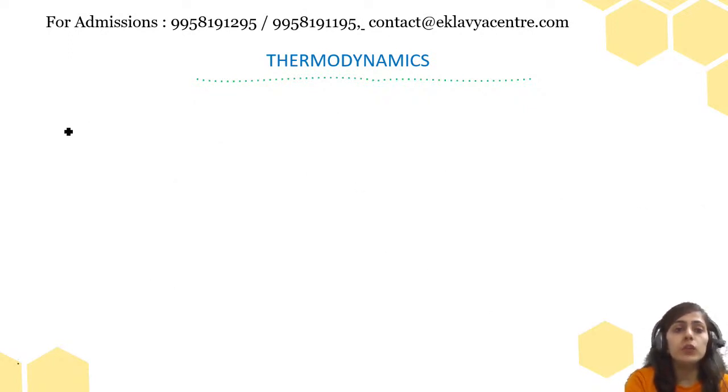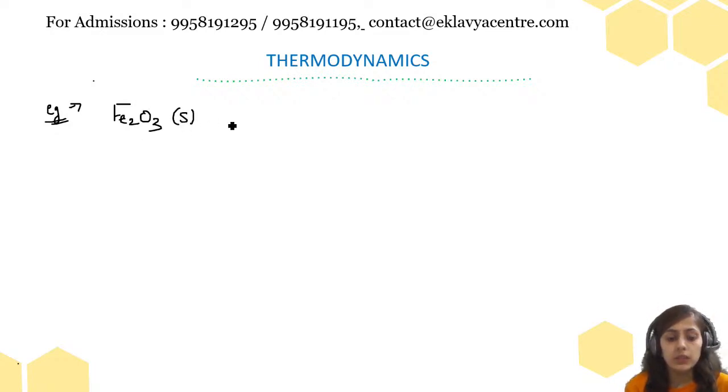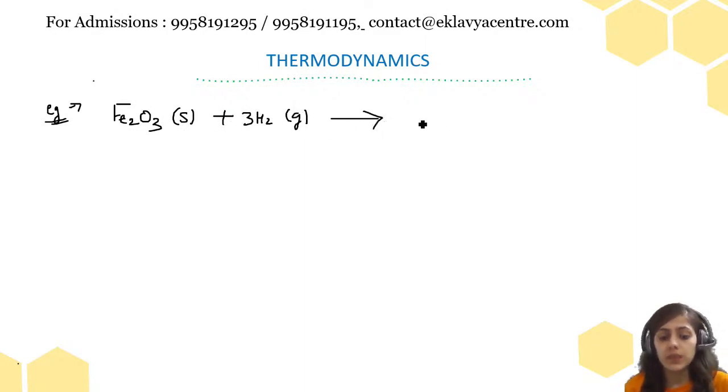Now another point you have to remember in this case is, suppose for example you have this equation: Fe2O3 solid plus thrice hydrogen gas will give us twice of Fe solid plus thrice of H2O liquid. This is the chemical equation.